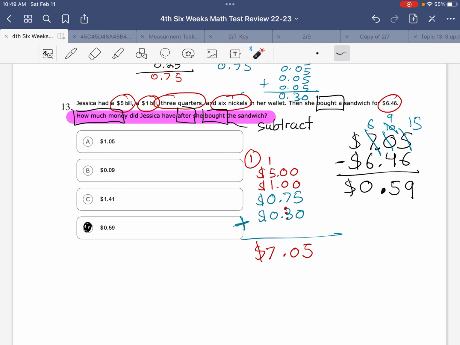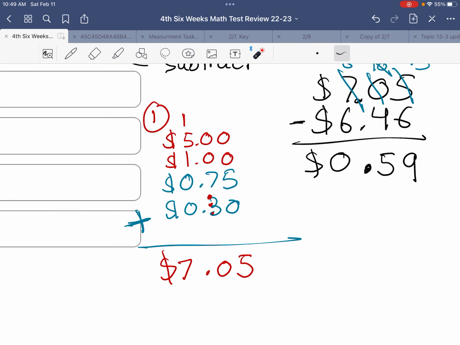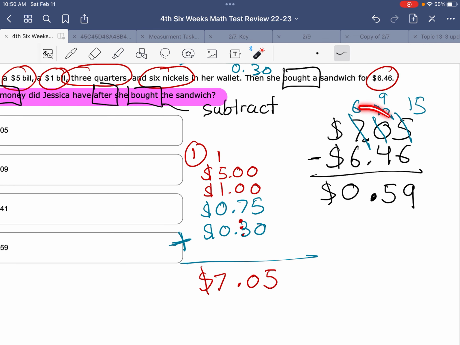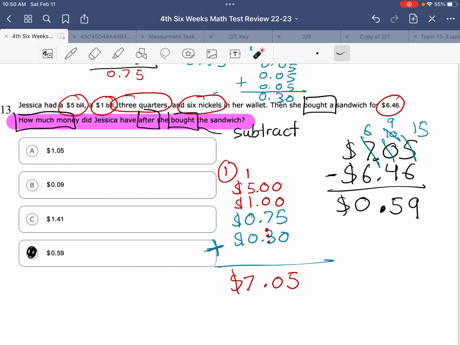Okay? When you are doing this, boys and girls, please, please, please put your decimal. I see a lot of students that are not doing this. So then when you get your number, you don't know where the decimal goes. So make sure you put your decimal, make sure your numbers are aligned, and make sure that when you're subtracting, your bigger number is on top.